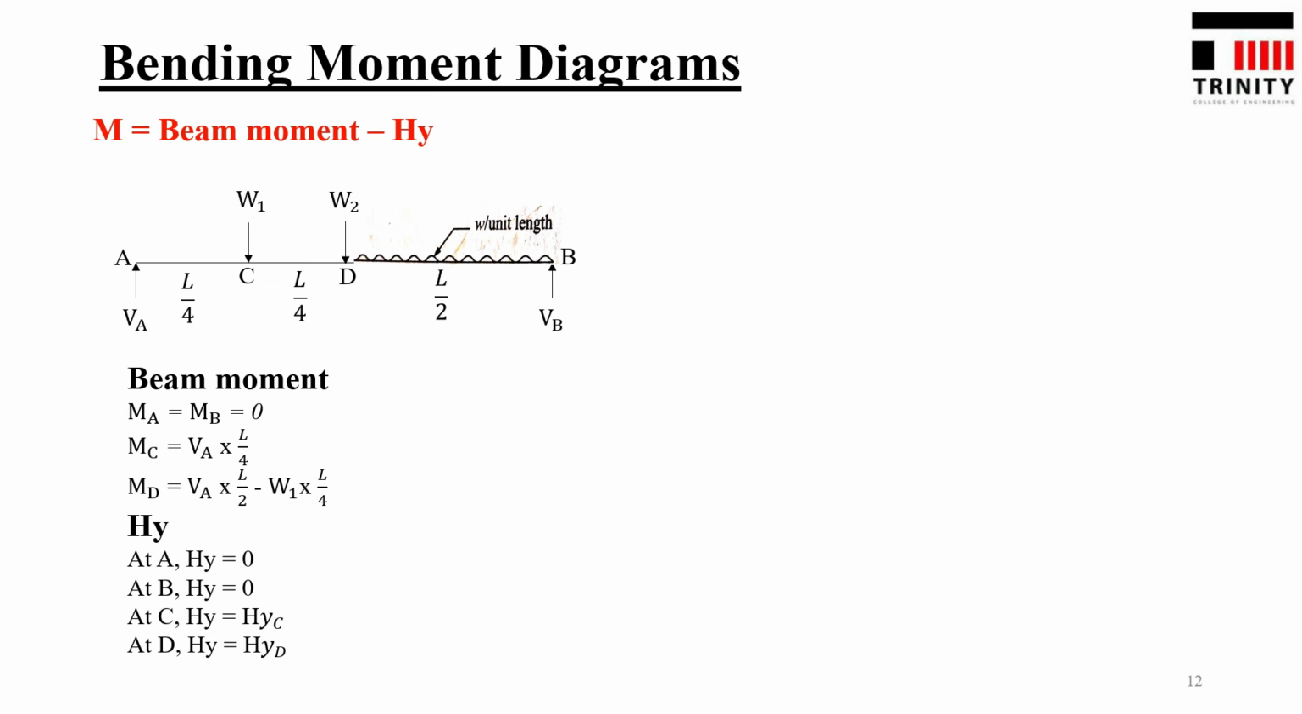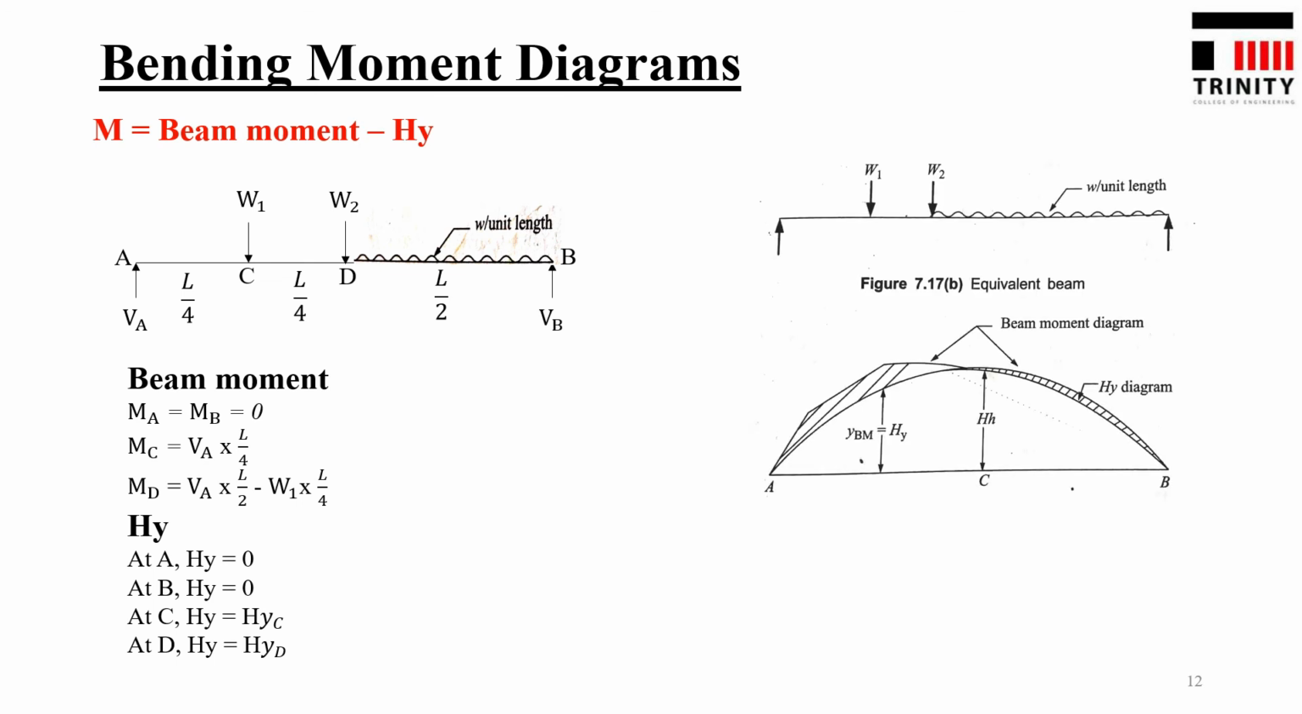Okay. So first, for drawing the bending moment diagram, you need to find the beam moment at random points and the Hy moment at random points. Then draw the bending moment diagram. Here you can see, first you need to draw the Hy moment in the form of a parabola. So at A, Hy is equal to 0. Just see this figure. At B, Hy is equal to 0, and at C, Hy is equal to Hyc, and at D, Hy is equal to Hyd. So mark the points and complete the parabola.